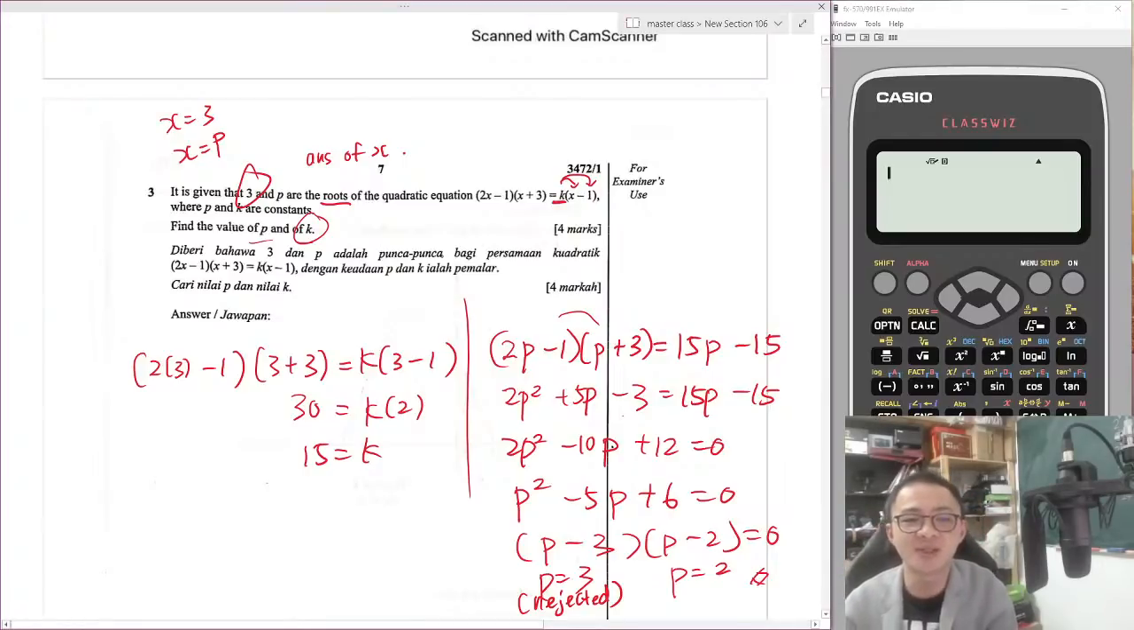How much similar to SPM is GCE O level? I would say about 60 to 70% is the same.